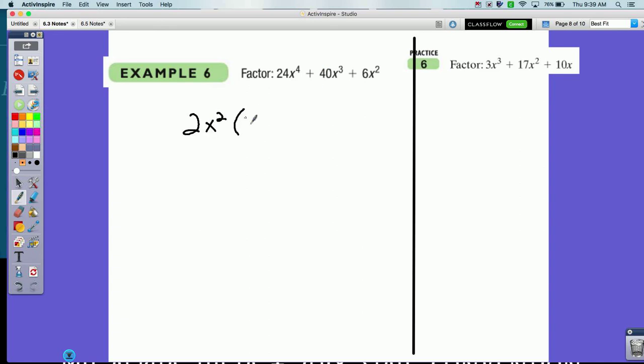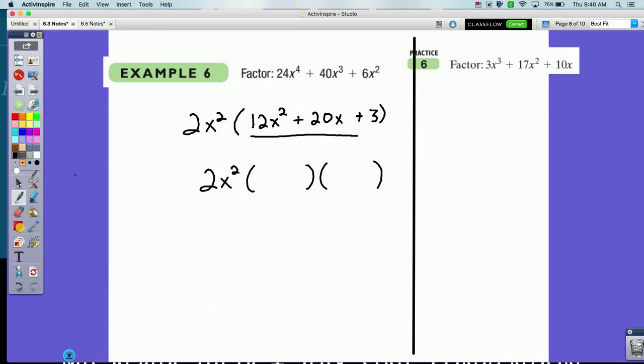And let's do the leftovers. That would give me 12x squared, which 24 divided by 2 is 12. This will give me 20x. It's 40 divided by 2 is 20. I took x squared out of x to the third, leaving a single x, and then plus 3. All right, and then once I do that, now I'm going to work on this inside part. Can I factor that? Okay, so 2x squared is going to be part of my answer. It's just going to hang out there in front. And then parentheses times parentheses.